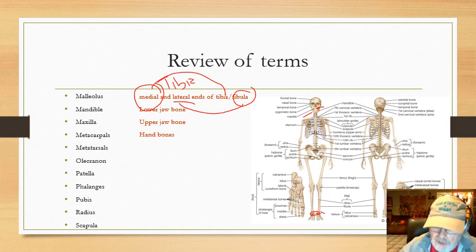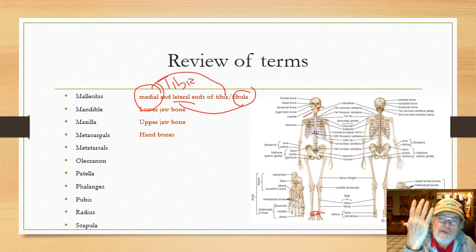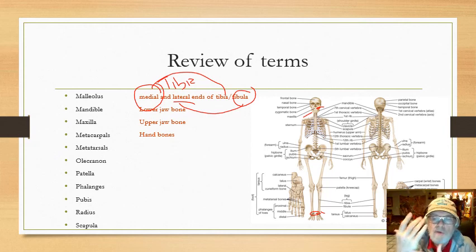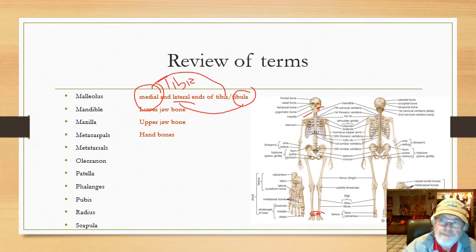Metacarpals. Metacarpals are the hand bones. Now, if I take my hand right here and you look in the image, these bones right here across the hand are the metacarpals. That'd be the first, second, third, fourth, and fifth metacarpals. So they come across my hand that way, and those are called the metacarpals. Okay, they're the hand bones that provide the meaty portion of the hand.